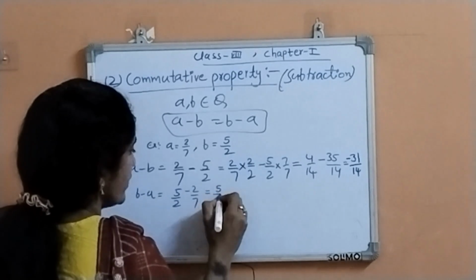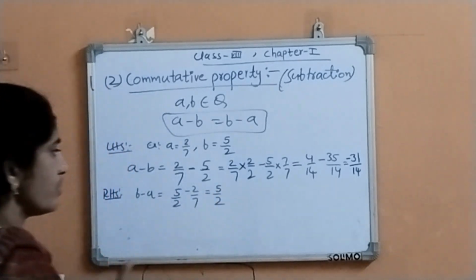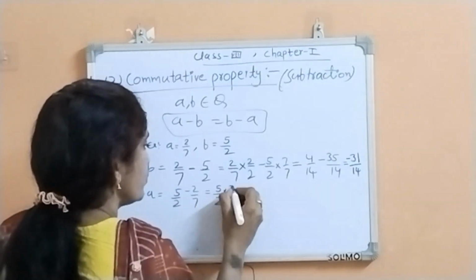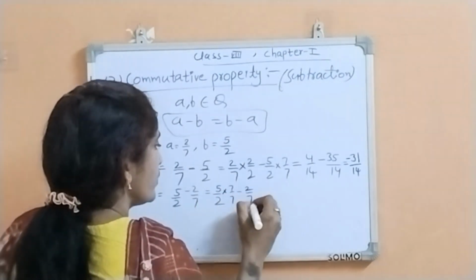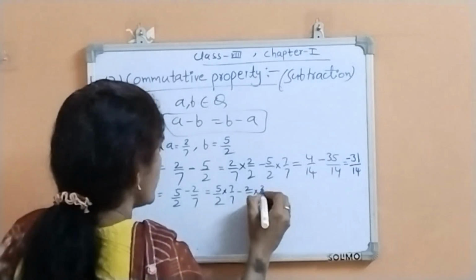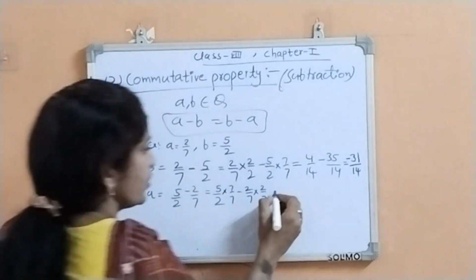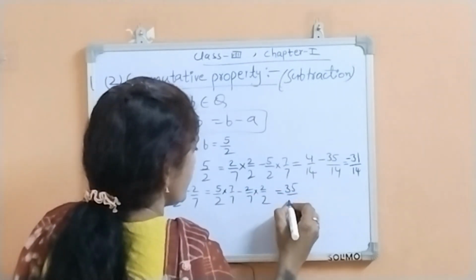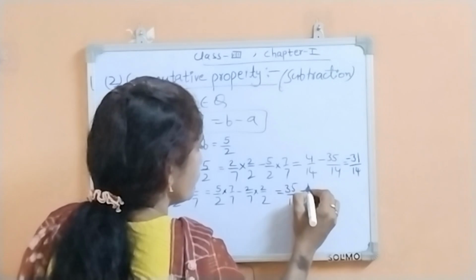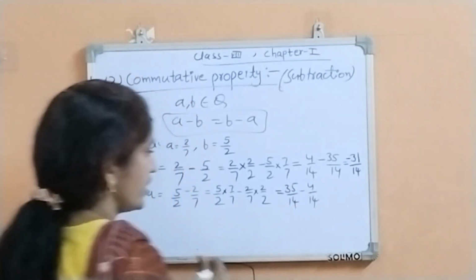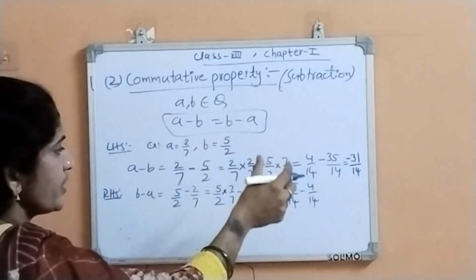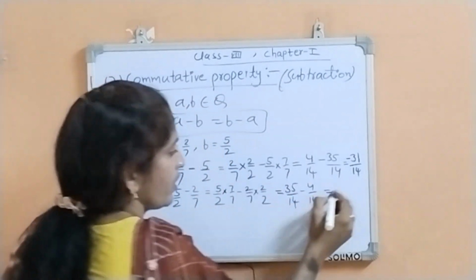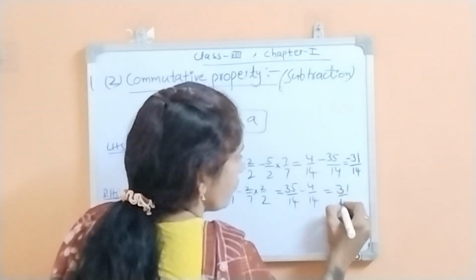So 5 by 2. These fractions are also unlike fractions. I am going to convert these unlike fractions to like fractions. For this, I am going to multiply the first fraction with the second fraction's denominator, and the second fraction with the first fraction's denominator. So 5 times 7 is 35 by 2 times 7 is 14, minus 2 times 2 is 4 by 7 times 2 is 14. So now these unlike fractions are converted to like fractions. So I am going to subtract directly 35 minus 4. Okay, so 31 by 14.